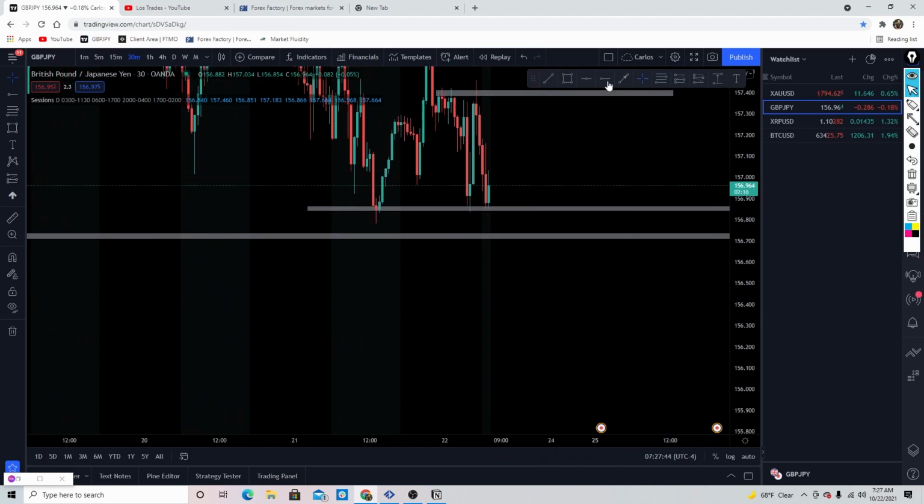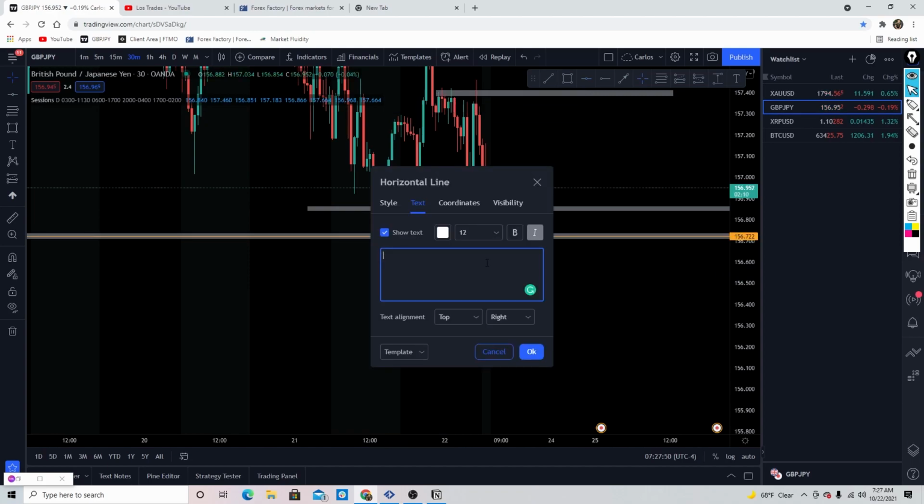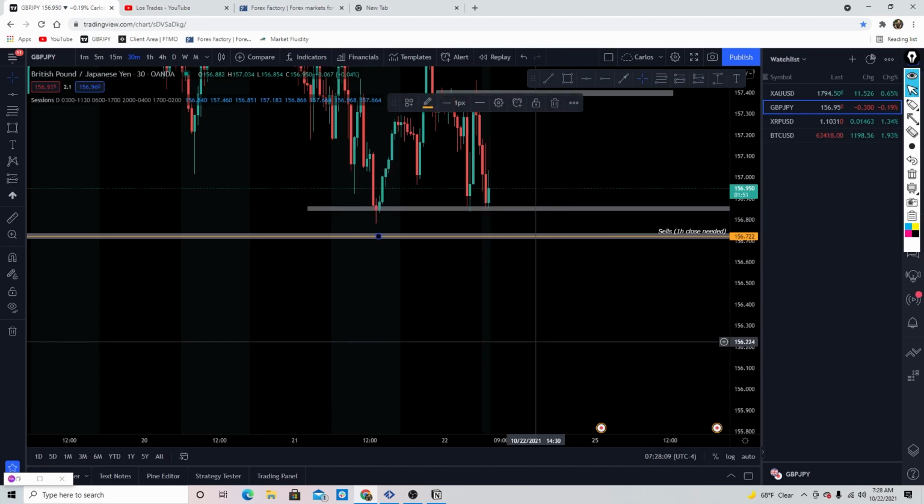Let's see. I always do that, literally. Sells below 156.7, 1 hour close needed. Right, 1 hour close needed.